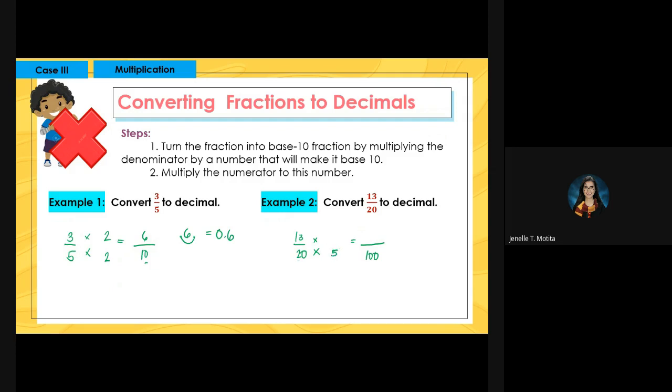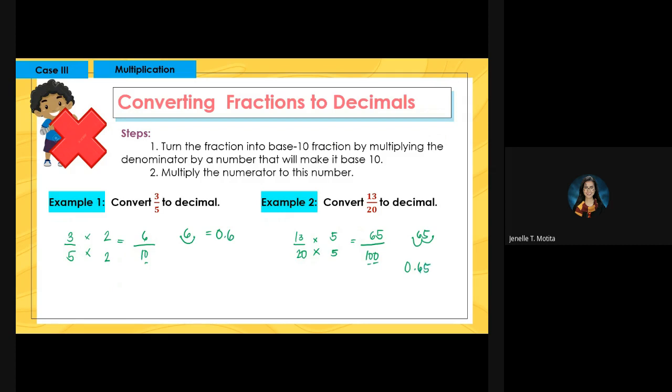5. So if you multiply your denominator by 5, you will also multiply your numerator by 5. So 13 times 5 is 65. Next, we convert this fraction, which is easier, since this is a base 10 fraction already, into a decimal. We got 65, and how many zeros? We got 2. Therefore, you will move your decimal place twice. So the final answer is 0.65.